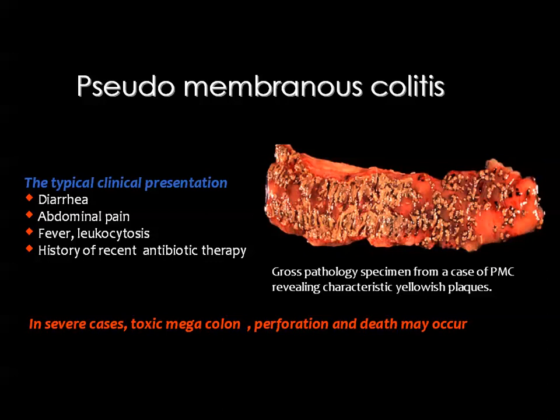The patient may present with diarrhea, abdominal pain, fever, and leukocytosis. This is very important. This leukocytosis is important. It will differentiate this type from the other type. The history of recent antibiotic therapy is usually seen in most of the cases, and whenever this disease is advanced, it may lead to toxic megacolon, severe dilatation of the colon, which may end by perforation and death in some cases.